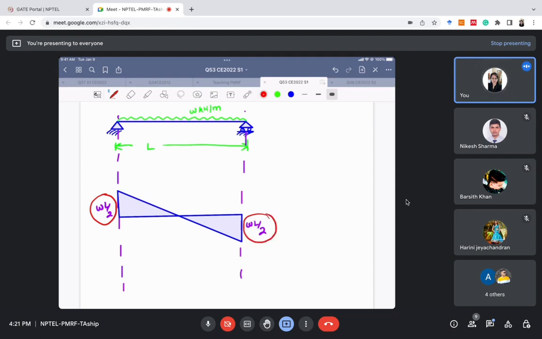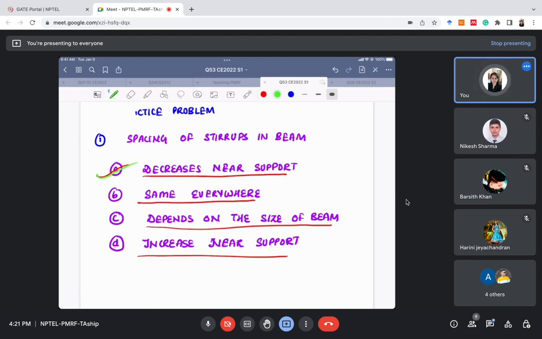Therefore, we need more shear reinforcement. Obviously, we'll provide more shear reinforcement where shear is more critical, right? So shear is more critical near the supports, and we will provide more reinforcement there. Suppose this is longitudinal reinforcement and this is shear reinforcement. Therefore, the spacing between the stirrups will be less near the support, because less spacing means more reinforcement, right? So the answer is it will decrease near the support.